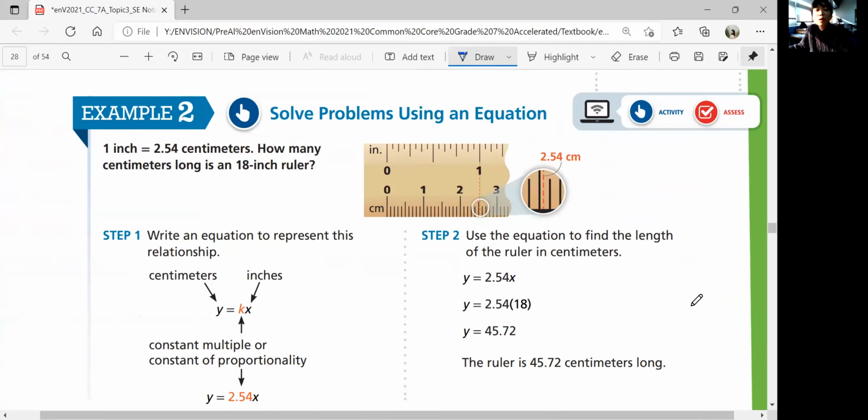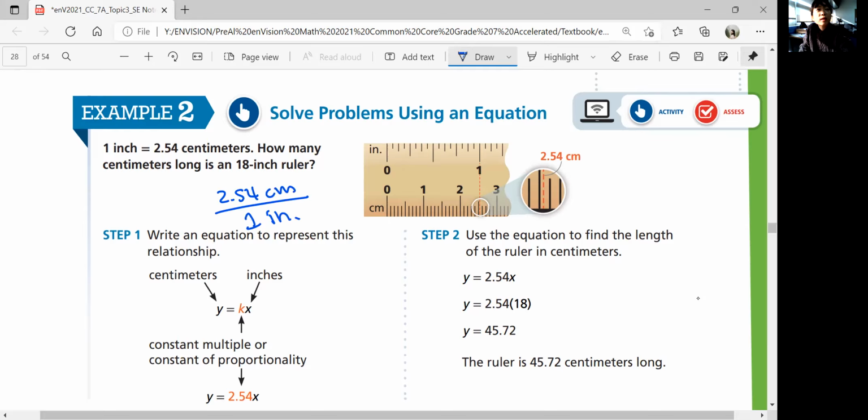Example 2, solving problems using an equation. We're given information that 1 inch is equivalent to 2.54 centimeters. How many centimeters long is an 18-inch ruler? Okay, we're going to write an equation to represent this relationship. So what's our constant of proportionality? First, we need to figure out the constant of proportionality. 2.54 centimeters per 1 inch, okay?